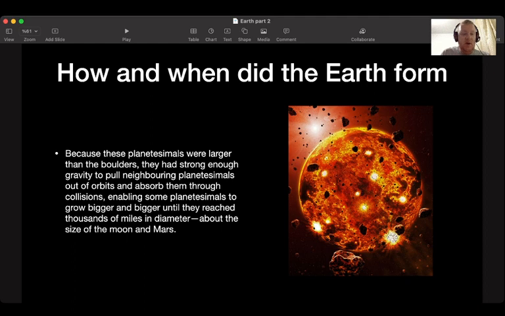So, because these planetesimals were larger than the boulders, they had strong enough gravity to pull neighboring planetesimals out of orbit and absorb them through collisions, enabling some planetesimals to grow bigger and bigger until they reached thousands of miles in diameter, about the size of the Moon and Mars.